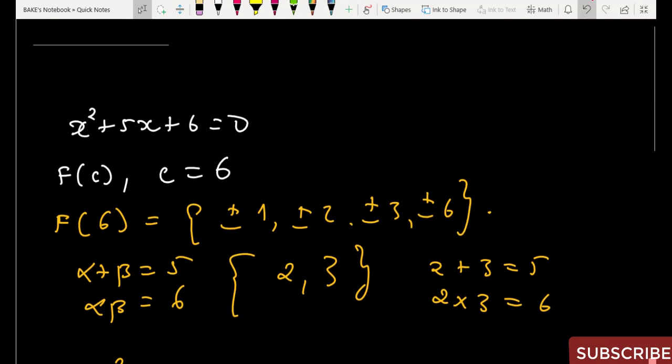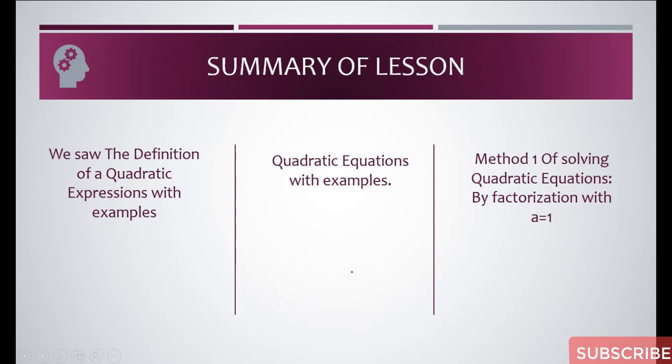So what then is a summary of the lesson? So we have seen the definition of a quadratic equation and a quadratic expression. So a quadratic equation is different from a quadratic expression. So expressions can simply be written of the form, let's say x squared plus 2x plus 1. And equations are of the form x squared plus 2x plus 1 equal to 0. Now, these are the respective examples. And also, we saw the method of factorization.